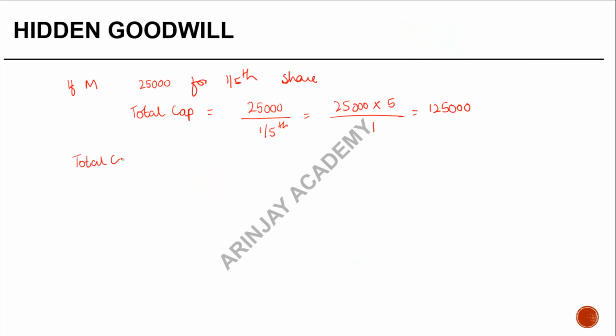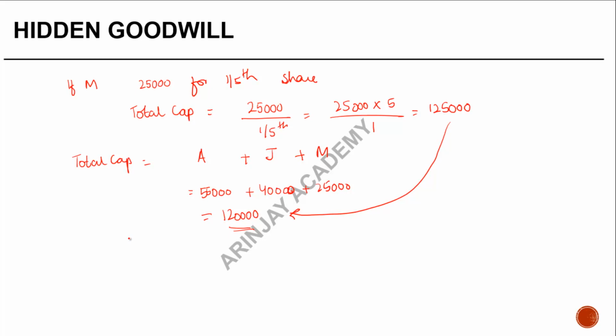Total capital between Anand plus Joy plus Magan is equal to 55,000 plus 40,000 plus 25,000, which is how much? 55 plus 25 is 80, plus 40 is 1,20,000, which means that the difference between these two is the goodwill, which is also known as the hidden goodwill. So 1,25,000 minus 1,20,000 gives you 5,000 as the value of the hidden goodwill.